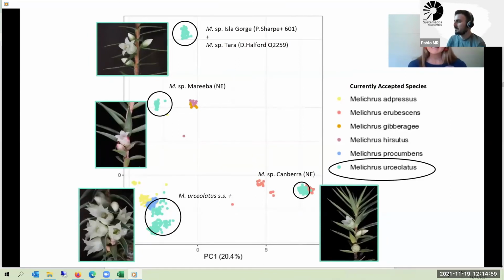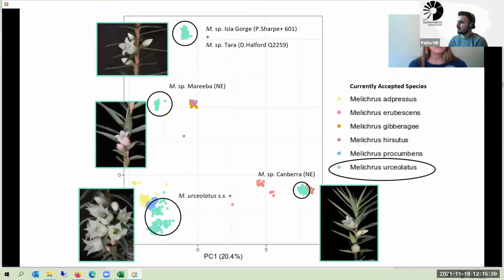The last cluster contains samples representing the sensu stricto interpretation of Melichrus urceolatus. It clusters more closely to Melichrus procumbens and Melichrus adpressus than it does to its other supposed conspecifics. Subsetting for just this part of the PCA does reveal three very distinct groups corresponding to Melichrus procumbens, Melichrus urceolatus, and Melichrus adpressus. And further subsetting allows for greater resolution of genetic structuring at the species and population level and provides evidence for several more putative new species in each of these groups.